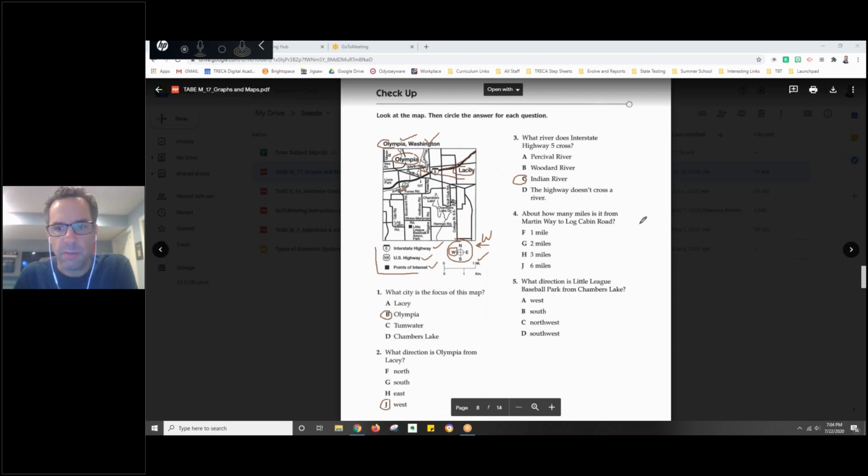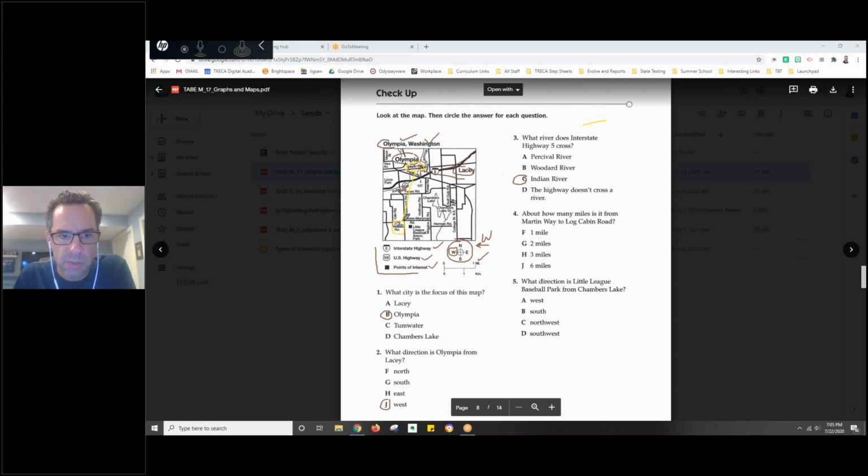About how many miles is it from Martin Way to Log Cabin Road? So you're going to have to do a little bit of looking. So if I switch my drawing tool here to, let's do yellow. Here's Log Cabin Road. Here's Martin Way. So about how many miles?